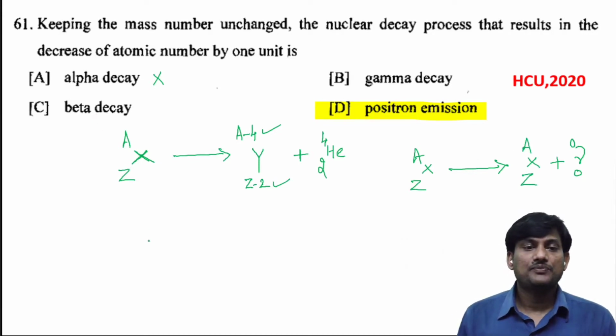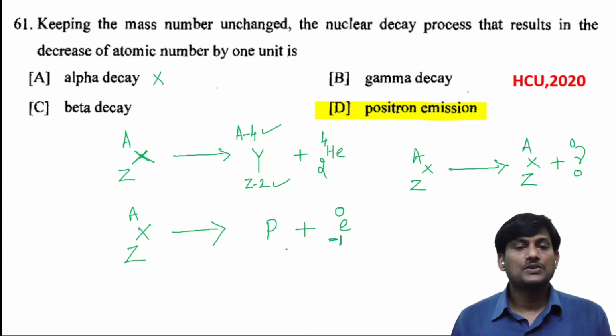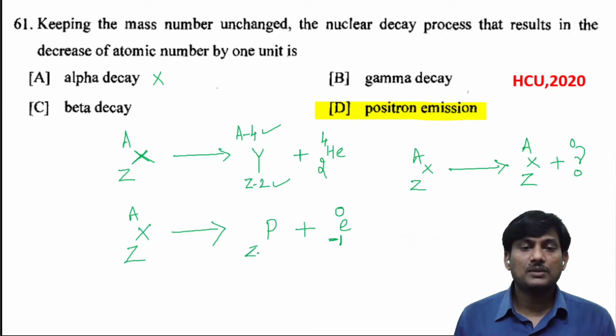When there is a beta decay, let's take X, Z, A. When there is a beta decay, you will get some atom, let's take P. So beta decay means that beta can be represented as -1, 0. So here there is an increase in atomic number by 1. So Z plus 1, and there is no change in atomic mass. So when there is a beta decay, there is an increase in atomic number by 1. Okay, this one is also not correct.